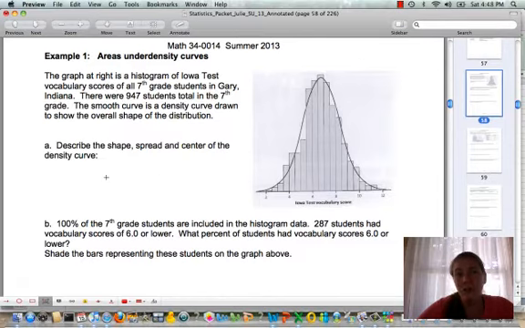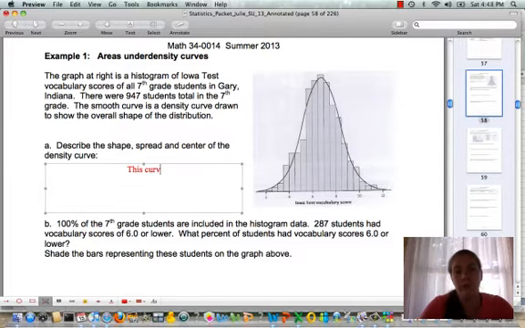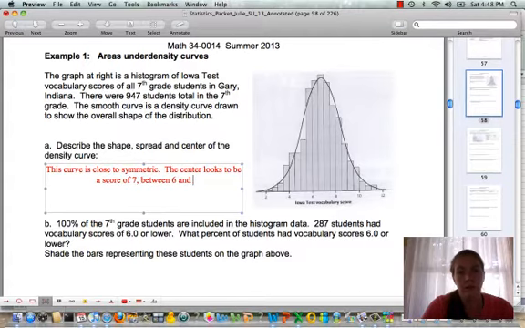So part A wants us to describe the shape, spread, and center of the density curve. The line is drawn above the curve to show us what symmetric would look like. So I would say this curve is close to symmetric. The center looks to be around a score of 7, between 6 and 8. And then the spread ranges from 2 to 12.